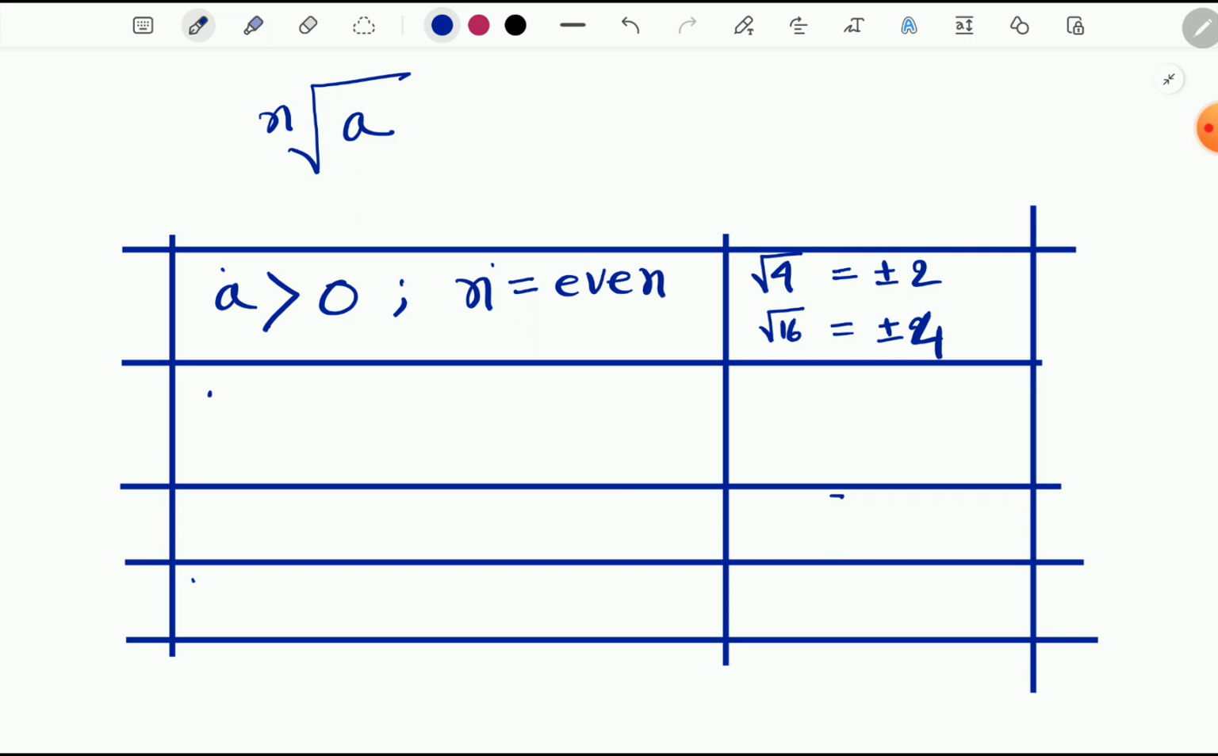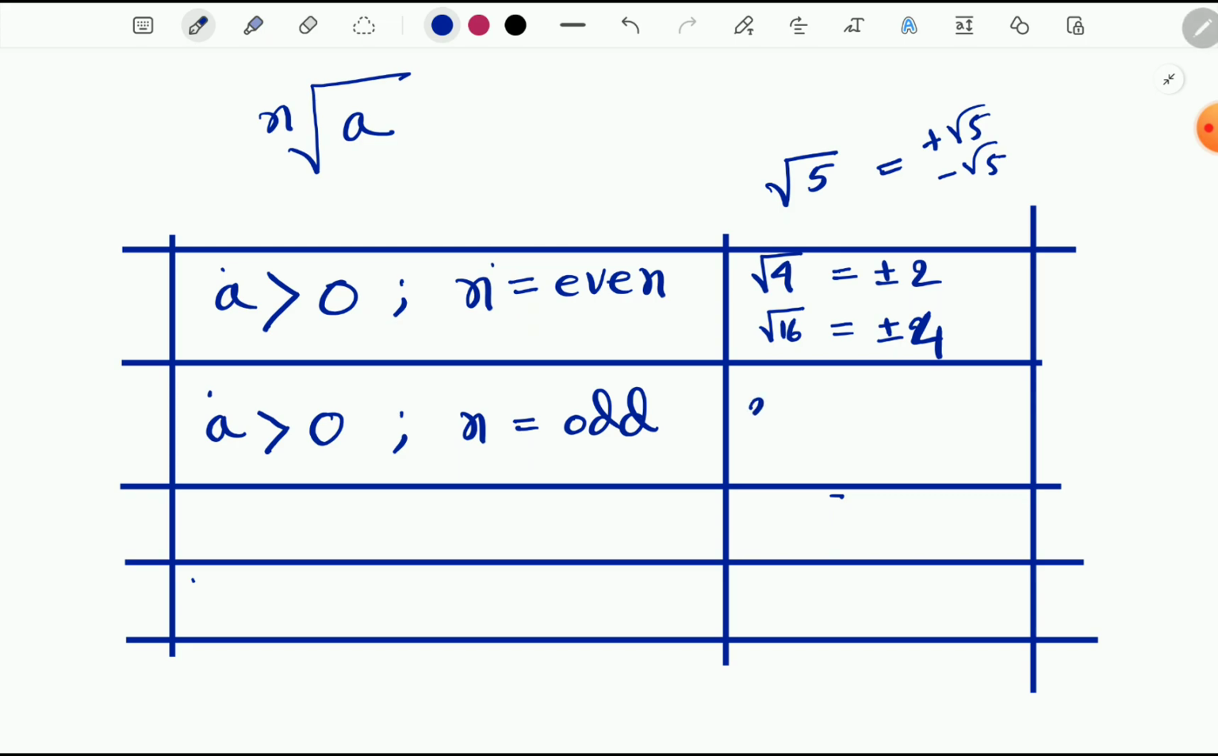We can have a square root of 5. It will give us plus square root 5 minus square root 5. Always 2 square roots but opposite sign. If a greater than 0, n is a odd number. In this particular case, we'll get only 1 root. Cubic root of 8, 2.